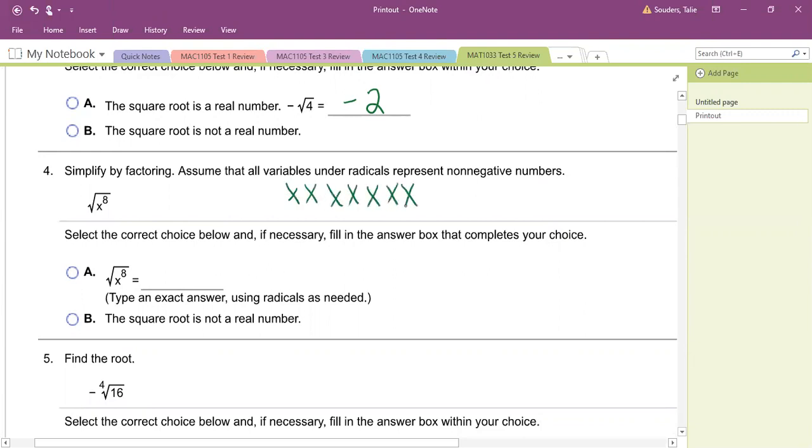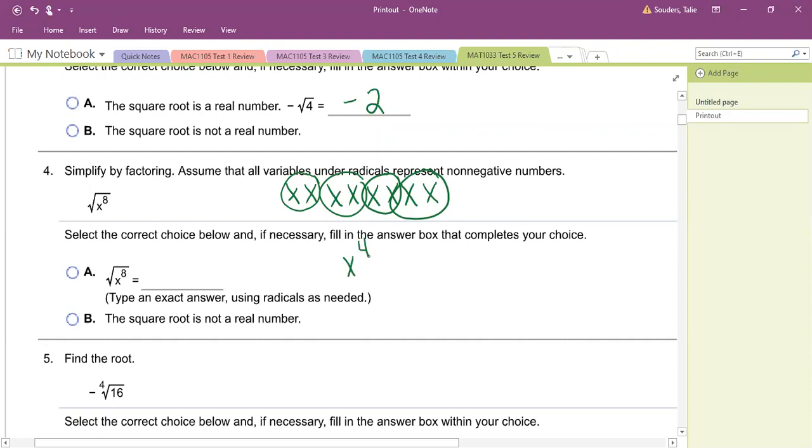I think that's only 7. 8. So you can think about it that for each pair, you bring an x to the outside. So there's 1 pair here, 2 pairs here, 3 pairs here, 4 pairs here. That's 4 pairs of x's. So that means there's going to be 4 x's, or x to the 4th, outside the radical.